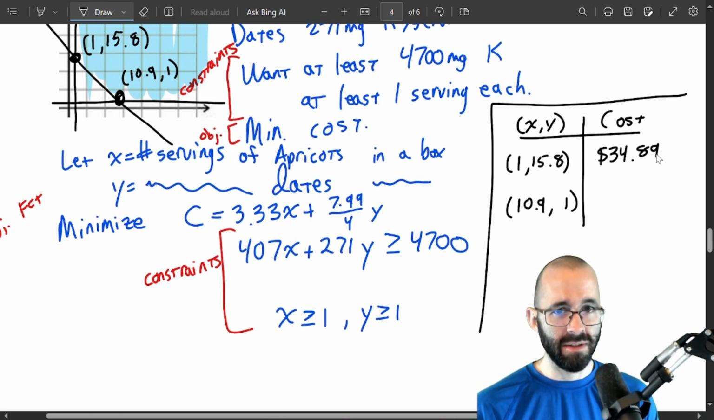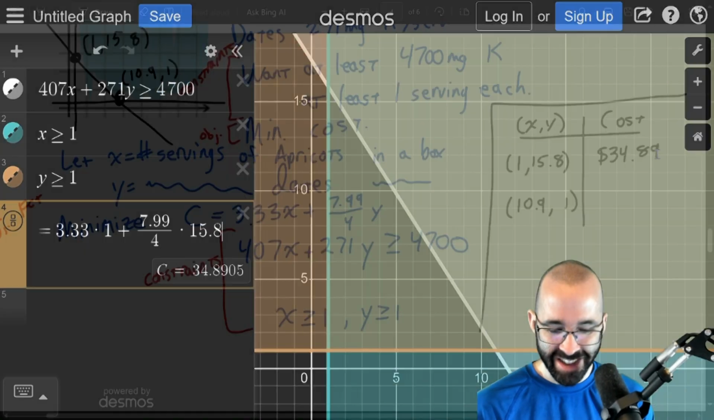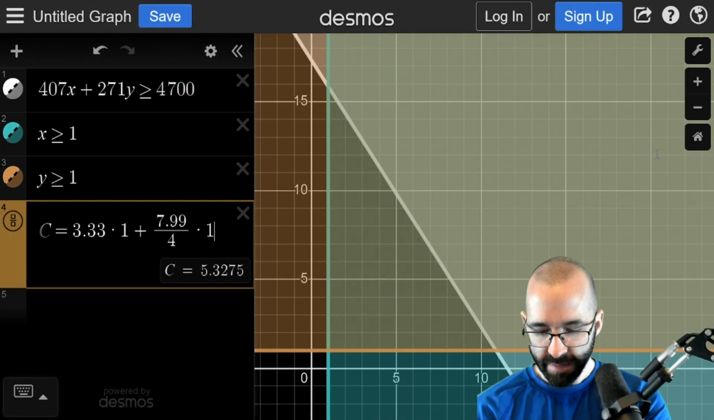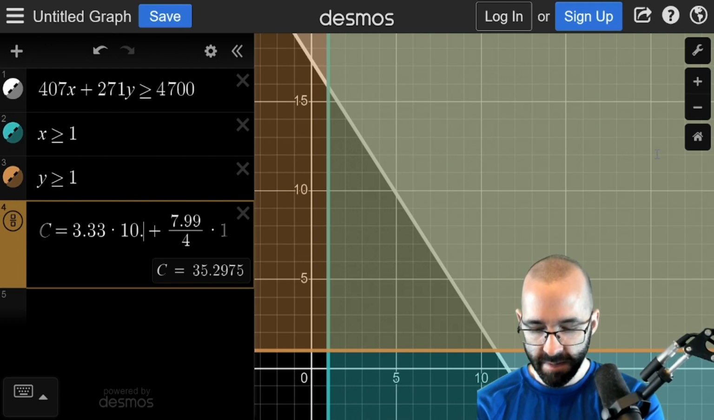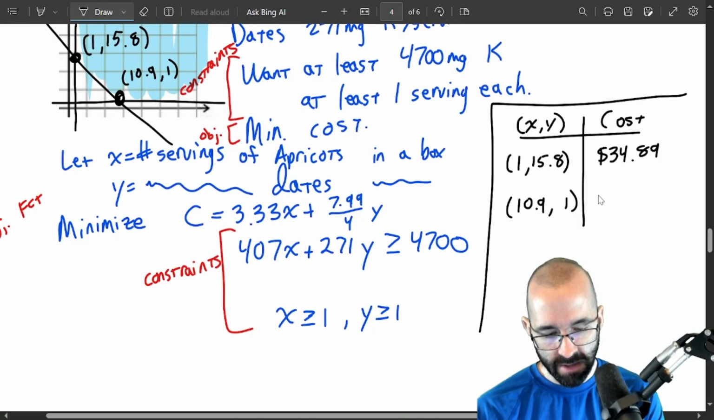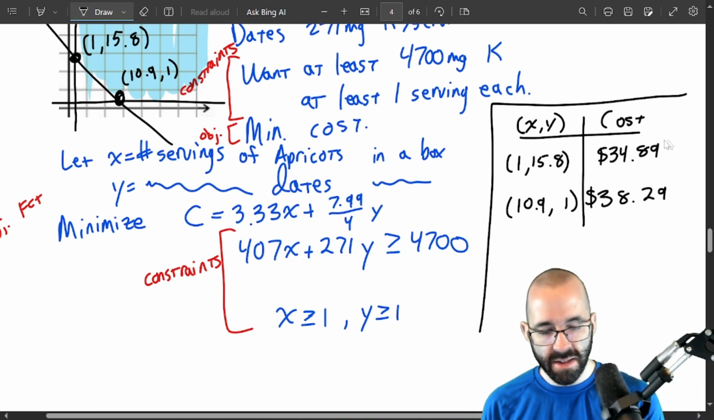That's an expensive cost to produce this box of bars, 10 bars. The cost to the manufacturer is about $35. These must be big bars. And the other one is 10.9 and 1. The other one is $38.29. So there we go. This is our winner.